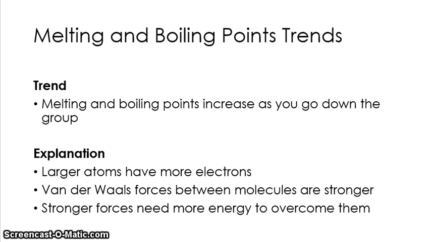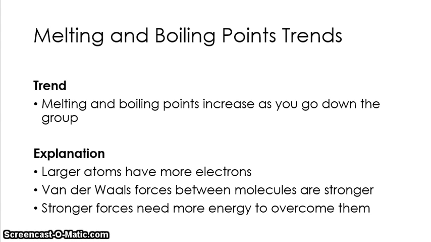So the next trend you need to know about is melting and boiling point trends. And the trend in this is that the melting and boiling points increase as you go down the group, which we could see from our first slide because we said there were gases at the start. Fluorine and chlorine are gases, then bromine's a liquid, and then iodine's a solid. So the melting and boiling points have increased as you go down the group.